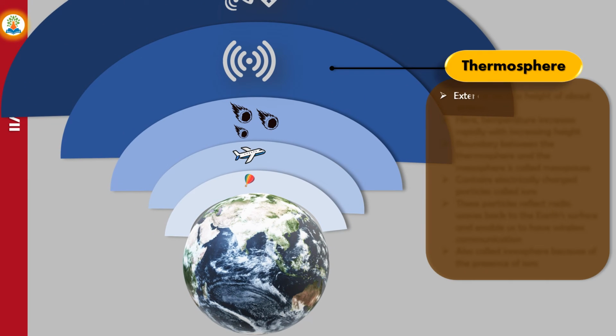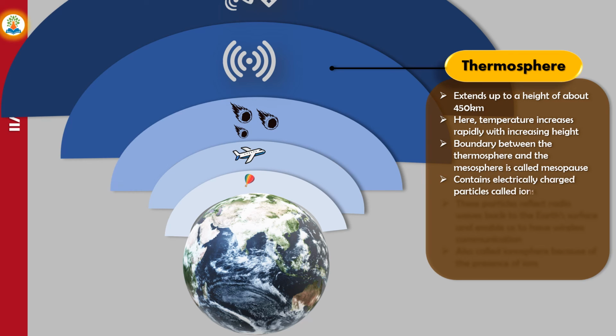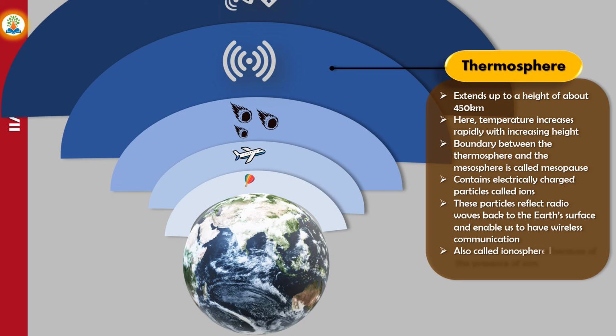Thermosphere extends up to a height of about 450 kilometers. Here, temperature increases rapidly with increasing height. The boundary between the thermosphere and the mesosphere is called mesopause. It contains electrically charged particles called ions. These particles reflect radio waves back to the Earth's surface and enable us to have wireless communication. The thermosphere is also called ionosphere because of the presence of ions.